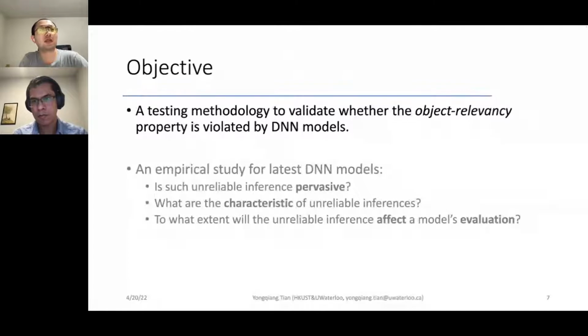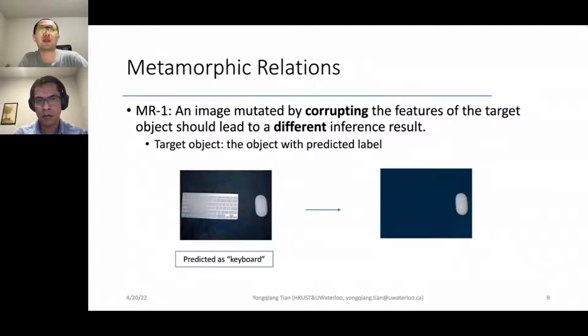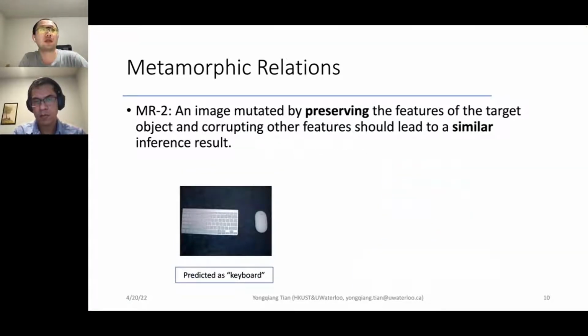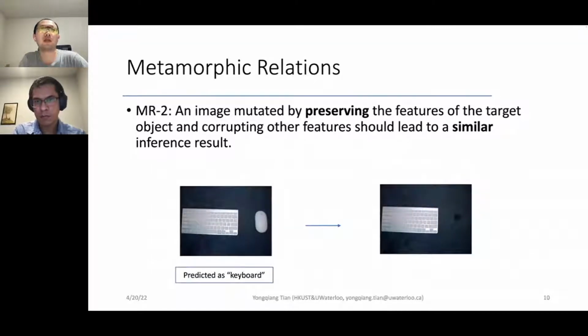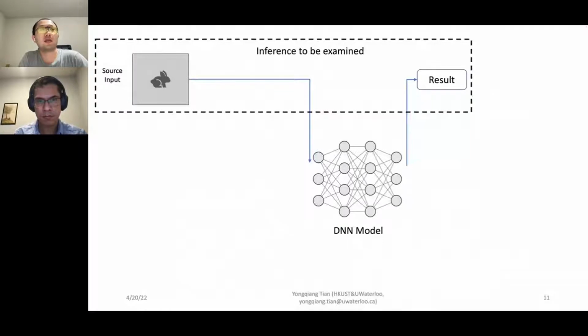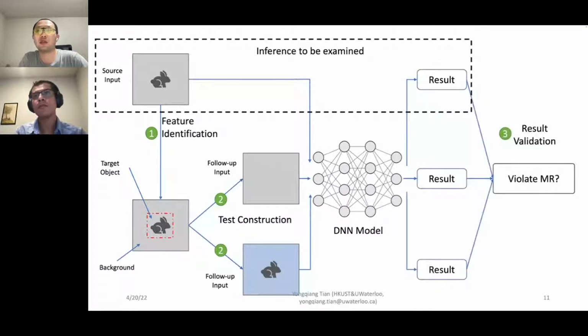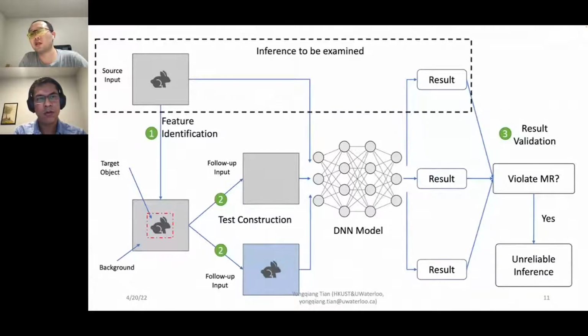In this study, we propose a testing method to validate whether the object relevance property is satisfied by the model. We propose two metamorphic relations. First, an image mutated by corrupting the features of the subject object should lead to a different inference result. Second, an image mutated by preserving the features of the target object and corrupting other features should lead to a similar inference result. Based on the metamorphic relations, we construct new tests and feed them to the DNN models. We check the results and compare whether they violate the metamorphic relations, and if yes, we argue this is an unreliable inference.